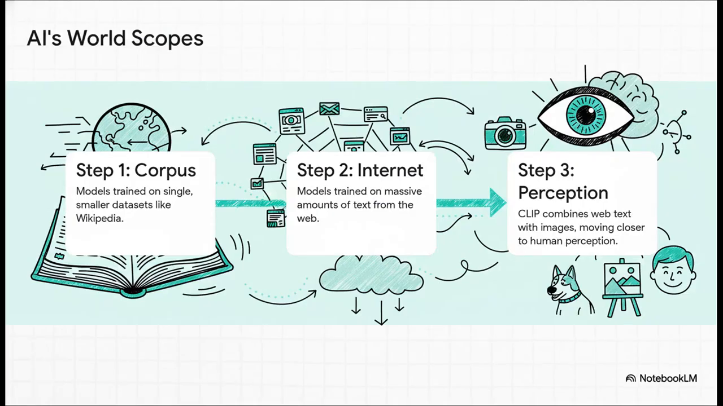This slide does a great job of showing just how far AI has come. Early models were kind of like a student stuck in a library, only able to read one set of books, like all of Wikipedia. That was step one. Then, boom, step two. Models like GPT got a library card to the entire internet. They could read, well, everything. But CLIP is step three. It's not just reading the internet anymore. It's looking at all the pictures, too. It's connecting the words to the images, getting it so much closer to our own visual reality.